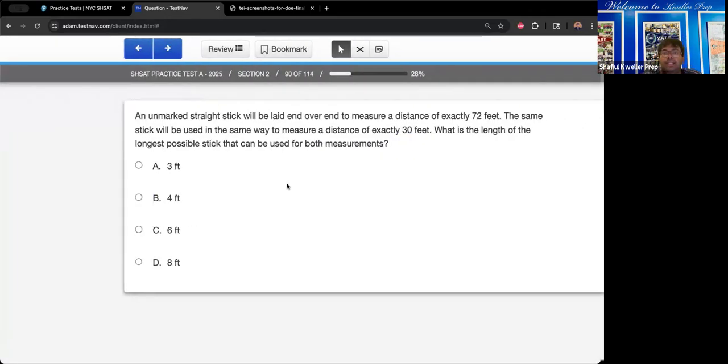An unmarked straight stick will be laid end over end to measure a distance of exactly 72 feet. The same stick will be used in the same way to measure a distance of 30 feet. What is the longest stick possible that will be used for both measurements? This one is just finding the common factors, what works for both. You can go from the bottom. 8 feet is not a factor of 30, so it would not be this one. 6 feet: 72 divided by 6 is 12, 30 divided by 6 is 5. So what's the longest possible stick? 6 is the biggest number here, so it should just be C.